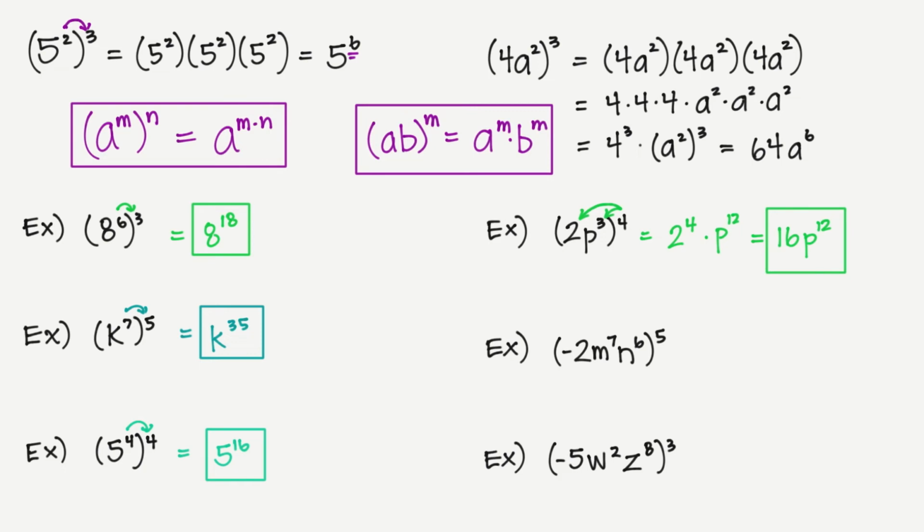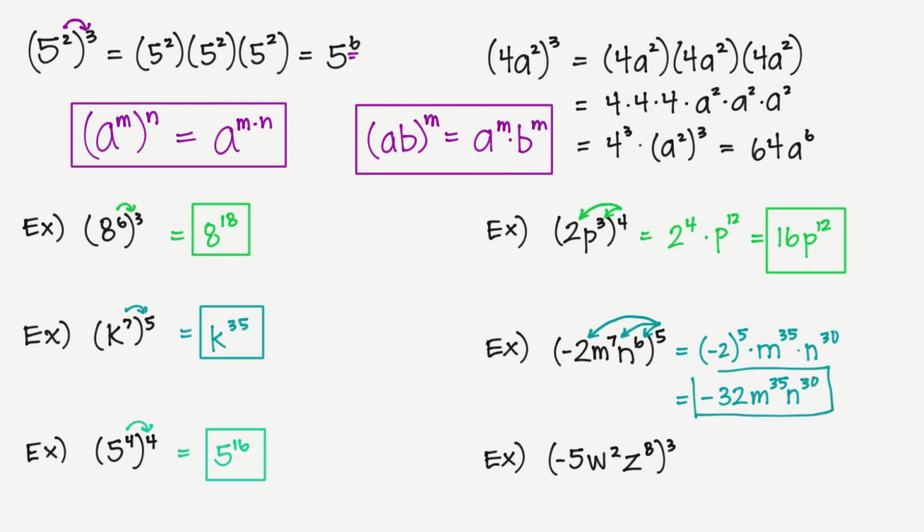Our next one in parentheses is negative 2m to the 7th power, n to the 6th power, raised to the 5th power. So I'm going to distribute that 5 exponent to each of my terms on the inside. So negative 2 to the 5th power, m to the 35th power, and n to the 30th power, which in the simplified form is negative 32, m to the 35, n to the 30th power.